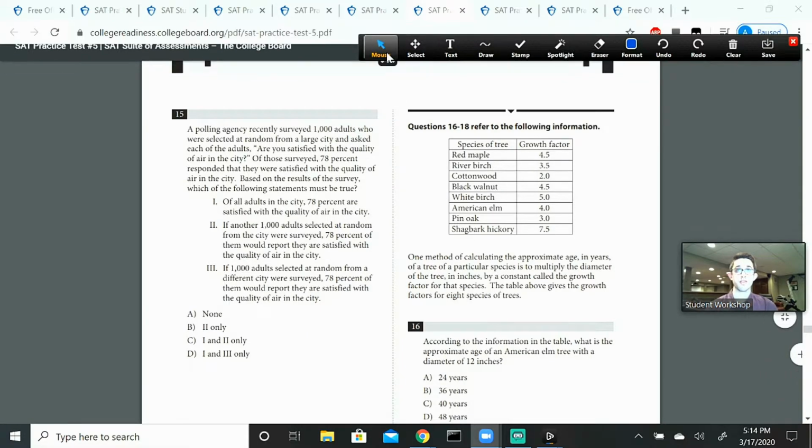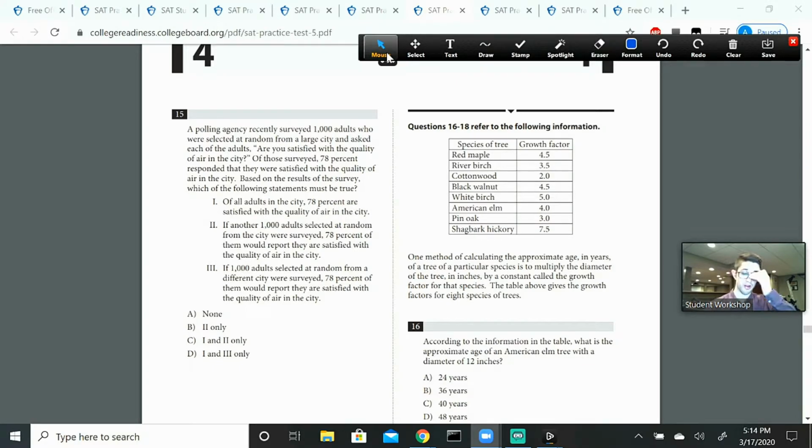This isn't a regular math question. The SAT involves some of these survey questions, so we'll give it a read. A polling agency recently surveyed 1,000 adults who were selected at random from a large city and asked each of the adults, "Are you satisfied with the quality of air in the city?" Of those surveyed, 78% responded that they were satisfied with the quality of air in the city. Based on the results of the survey, which of the following statements must be true?